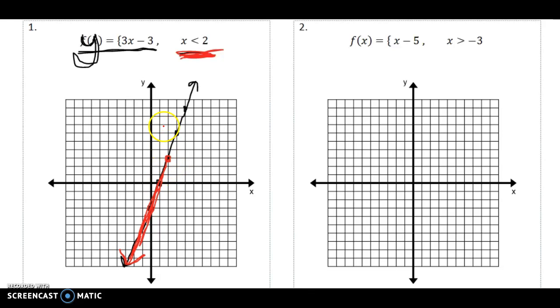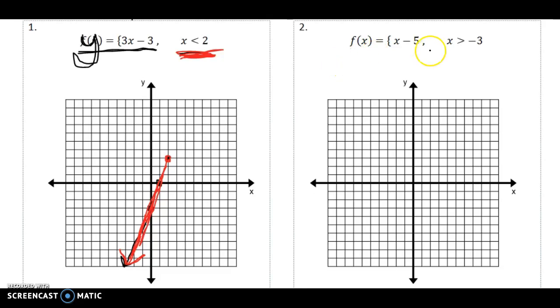I don't want this right part that I have here, so I'm going to take my eraser and erase that entire part, just keeping the part on the left. At this point, you are done. You have successfully graphed your first piecewise function.